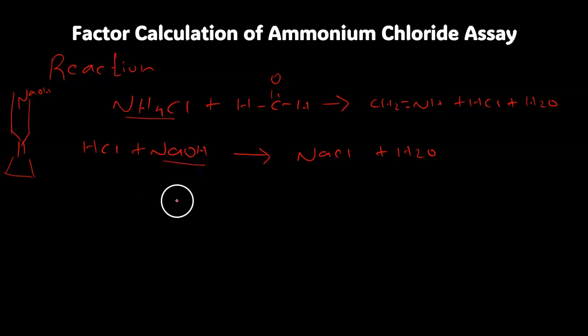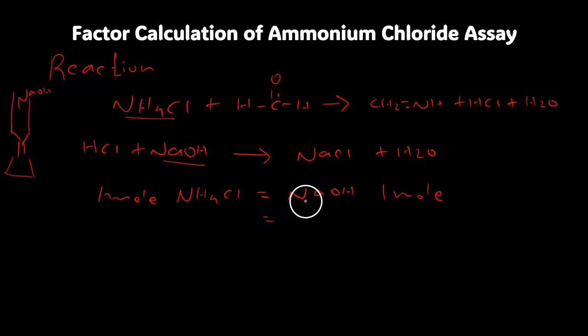If we see the overall reaction, what we are actually performing is an assay of ammonium chloride using a titrant, that is NaOH. So we can write NH4Cl is equivalent to NaOH. There is only 1 mole. You can see this reaction is already balanced, so there is no need to balance it. So 1 mole of NH4Cl is equivalent to 1 mole of NaOH.